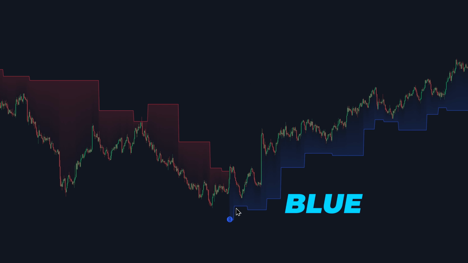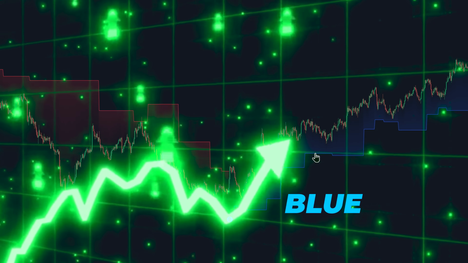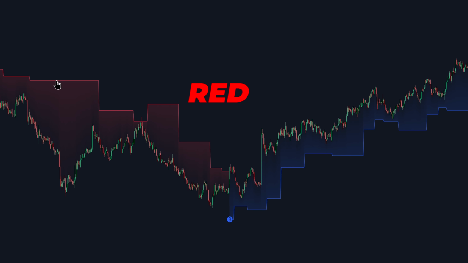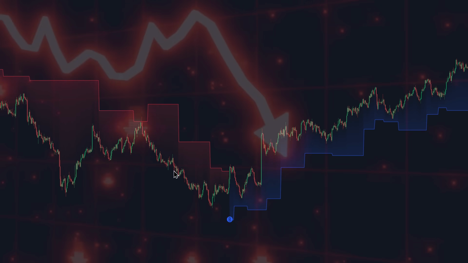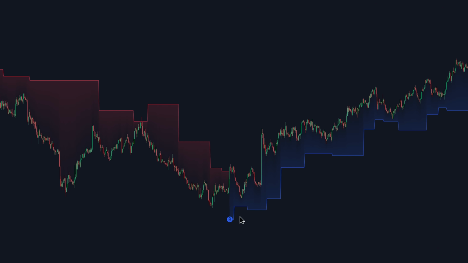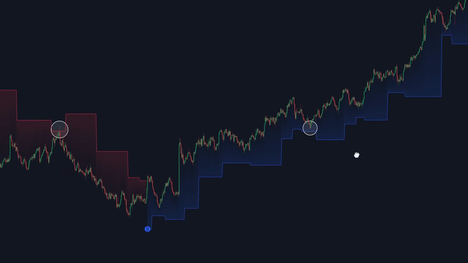When the line is blue, it's telling you the structure is bullish and the trend is up. When it's red, structure is bearish and the trend is down. In a bullish trend, the line sits below price and acts like dynamic support. In a bearish trend, it sits above price and acts like dynamic resistance. That's why this tool is so useful for entries. Instead of guessing where support or resistance is, you get a trailing structural level that updates as the market builds new pivots. You'll also see the signal markers.